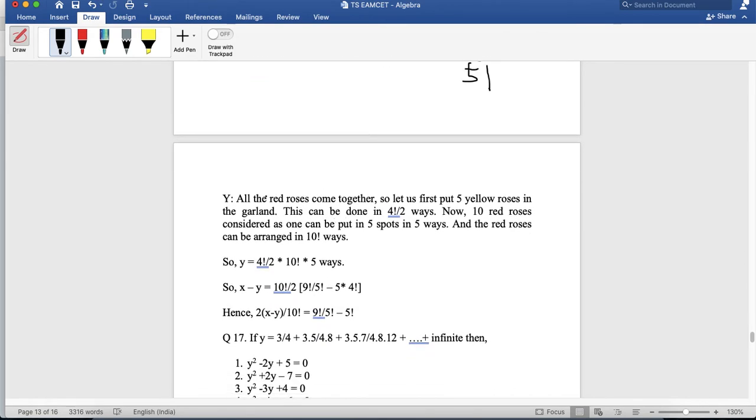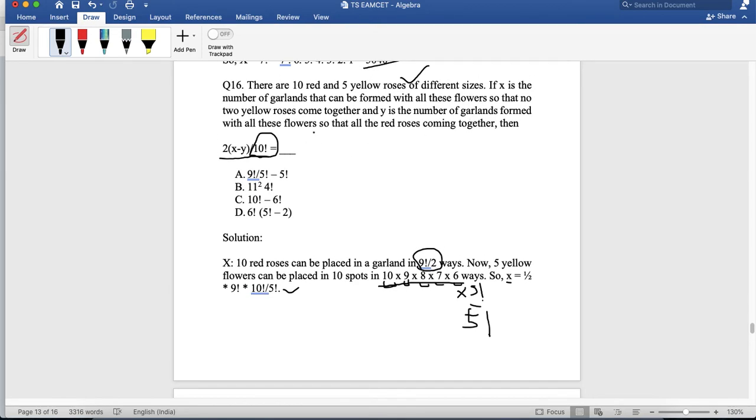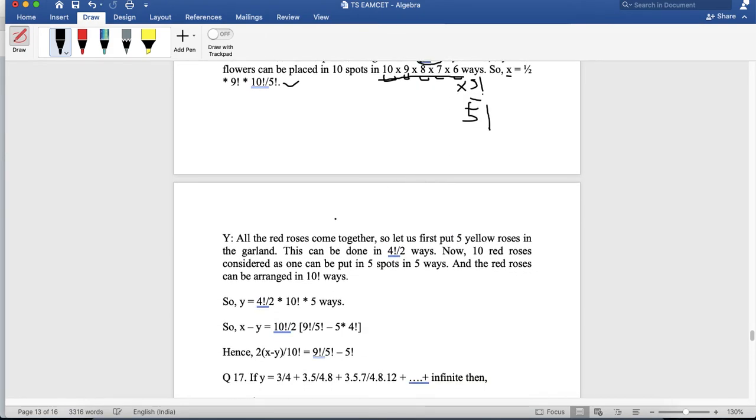Now what is y? y is the number of garlands in which all the red roses come together. So I'll first put the 5 yellow flowers in a garland. We know that 5 yellow flowers can be put in a garland in (n minus 1) factorial by 2 ways. So that's 4 factorial by 2 ways.